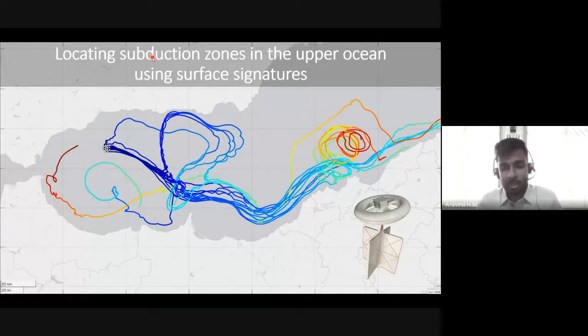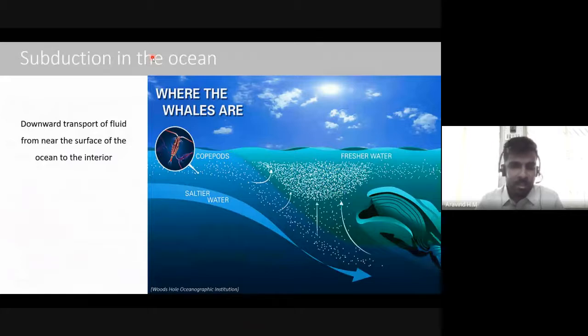Now the question though is, what is subduction? Well, subduction can be simply defined as the downward transport of fluid from near the surface of the ocean to the interior. That might be a simple way to put it. There is a slightly more rigorous way to define it, but we don't have to go there right now. We can talk about it at the end if needed.